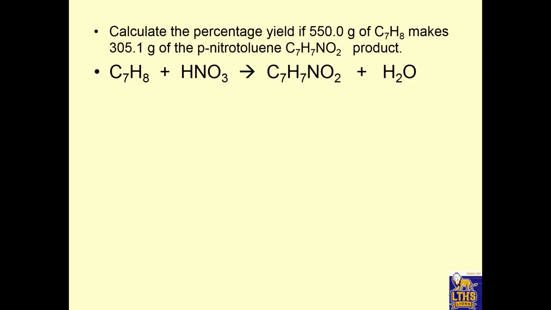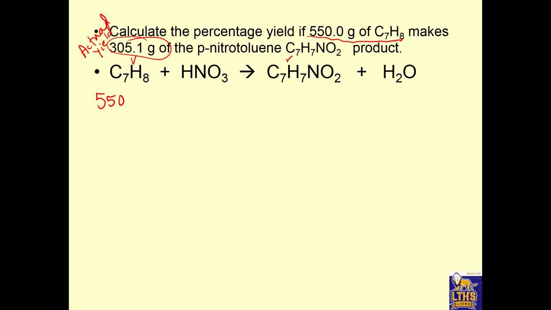So they give us 550 grams of this, okay, and then 305.1 grams of that. So we only know one reactant and we know the amount of product. So this number, 305.1, is the actual yield because they tell us how much product we get in the lab. So I tried to make this and this is how much I made. How much should I have made?